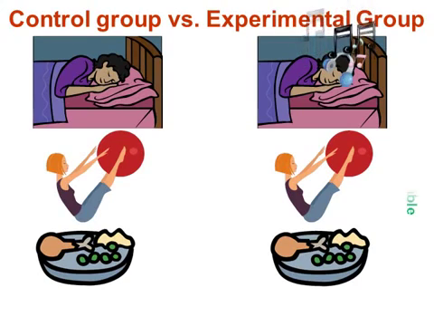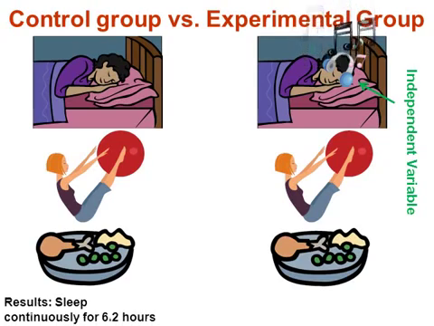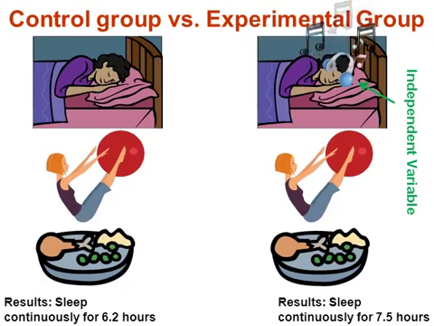And the one difference is, if you just notice, we added earphones with music. So the one difference between the control and the experimental group is that she's listening to music. All other factors are the same in this case. So let's pretend that after 1 month of recording her sleep, she's averaging about 6.2 hours of continuous sleep every night. And pretend that for 1 month while she's recording her sleep, she averages 7.5 hours of sleep per night when she's listening to the music.